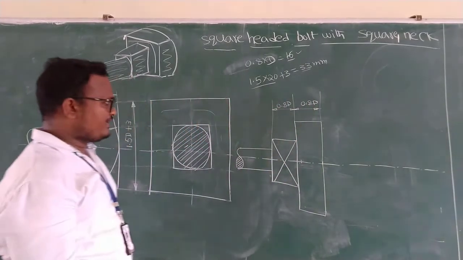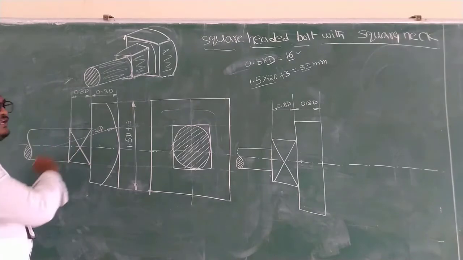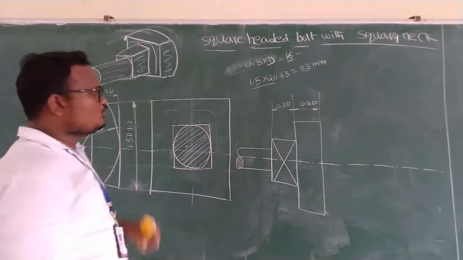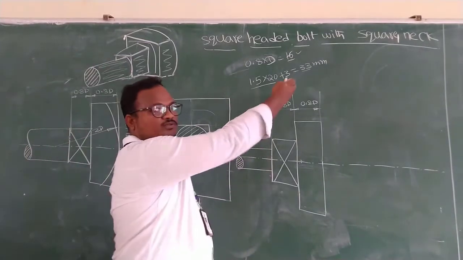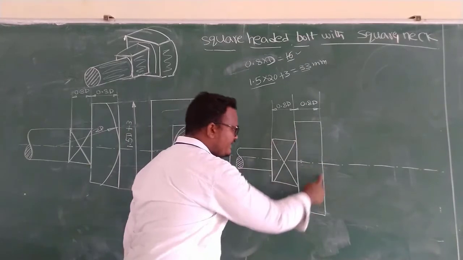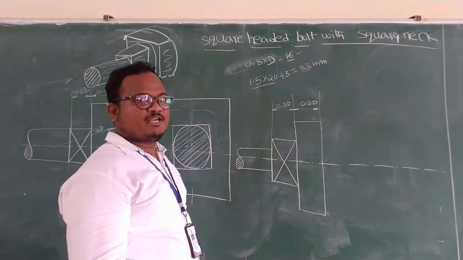Okay. Next, what is left in the diagram? Radius of chamfer R. Okay. So we have the formula that is 2d. That means 2 into 20. Okay. That is 40 mm. So if you want to draw the radius of chamfer R, that is 40 mm.